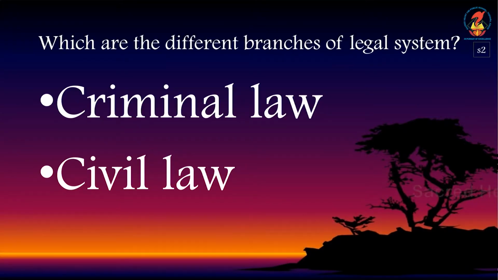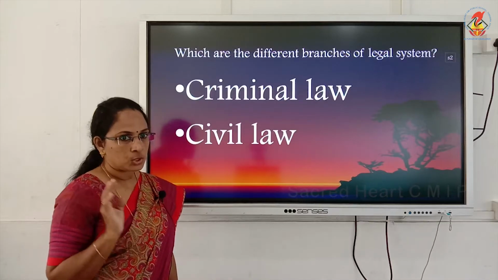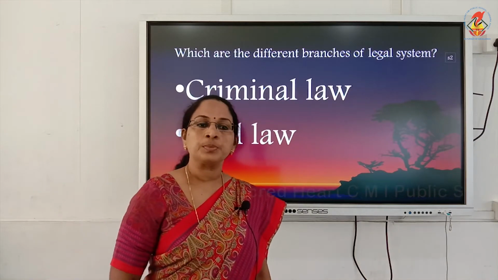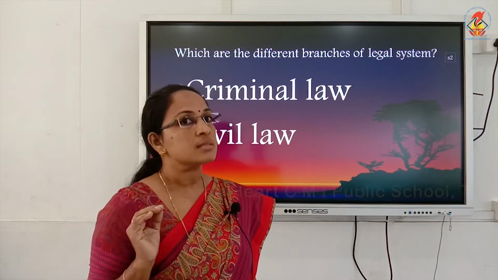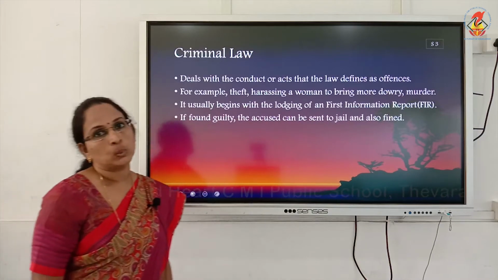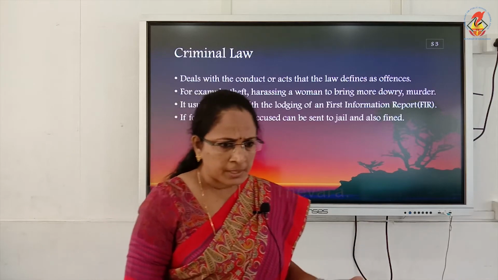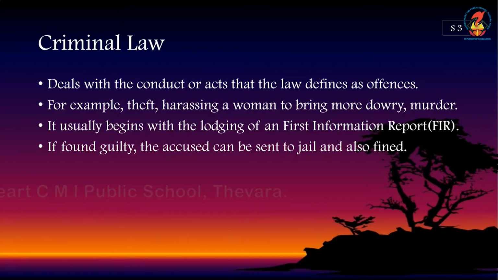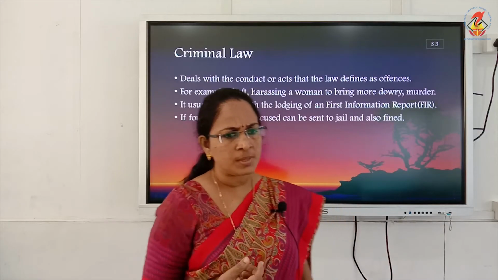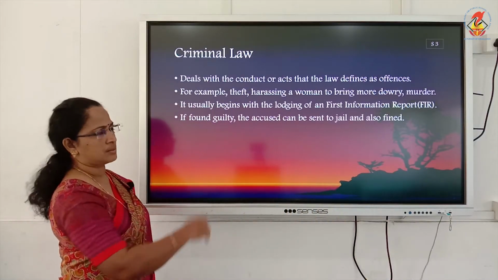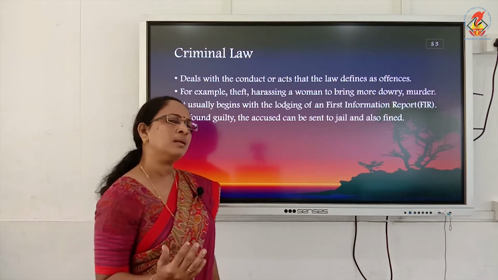Two branches of legal system: criminal law and civil law. Criminal law, okay, I will explain in detail, children. Criminal law deals with the conduct or act that the law defines as offences. What do offences mean? An illegal act.